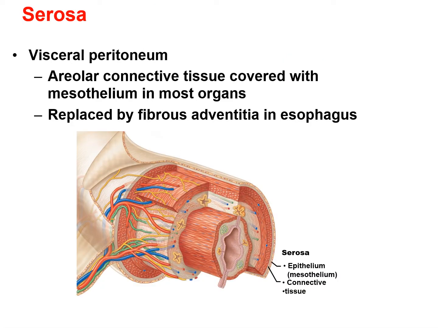And then finally, our last and most external layer is going to be the serosa. This is the visceral peritoneum, or the portion of the serous membrane around the alimentary canal organs. The serosa is formed by areolar connective tissue that is covered with mesothelium. An exception to this is going to be when we look at the esophagus. In the esophagus, you are going to have the serosa formed from a fibrous adventitia, and this helps to strengthen the esophagus for the passage of food on its way to the stomach.